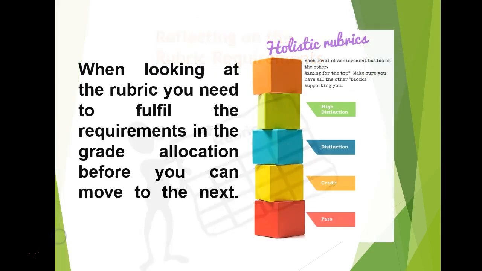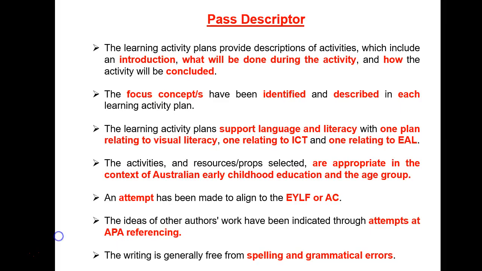So if we have a look at our rubric requirements, it is a holistic rubric, which we've had on our last 2 assignments. So like those 2 assignments, you need to fulfill the requirements in one grade level before you go up to the next. So that means you need to be passing all of the descriptors in the pass before you move up to the credit and so forth.